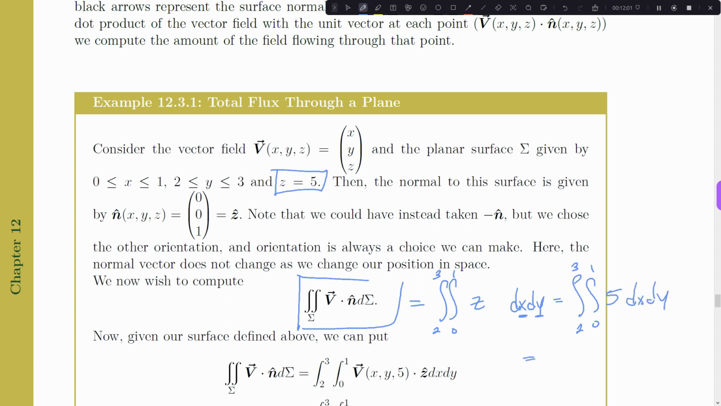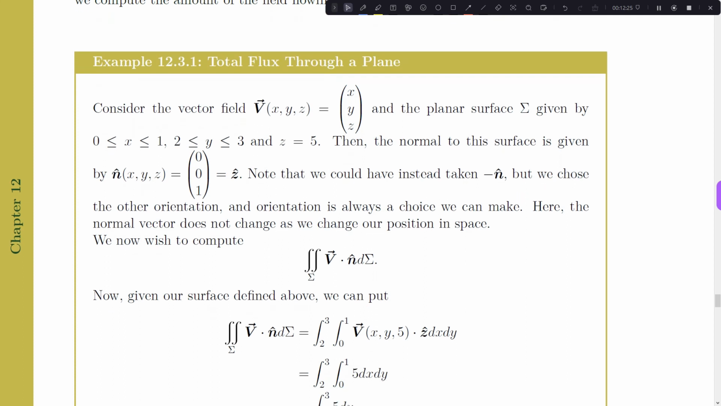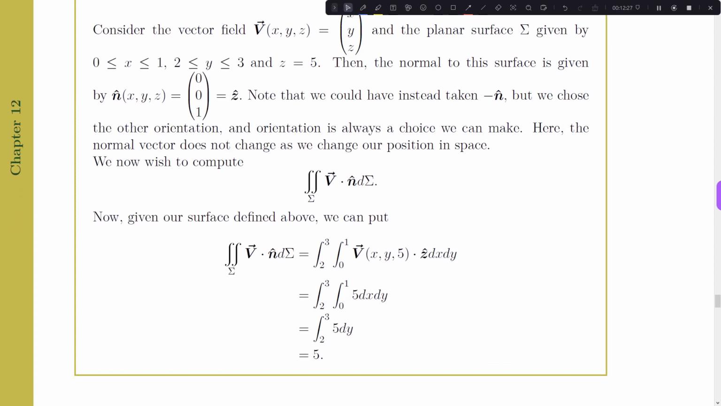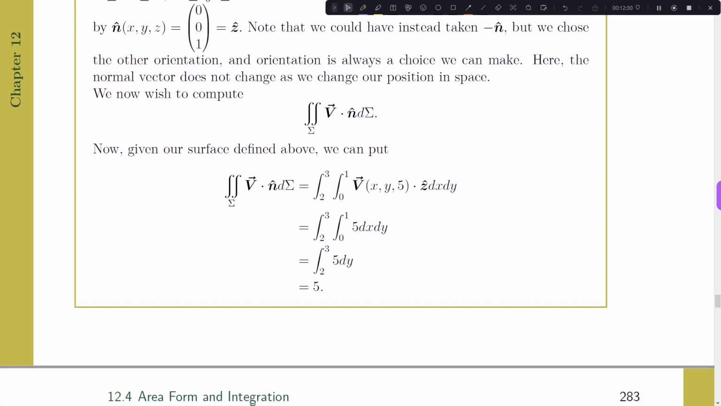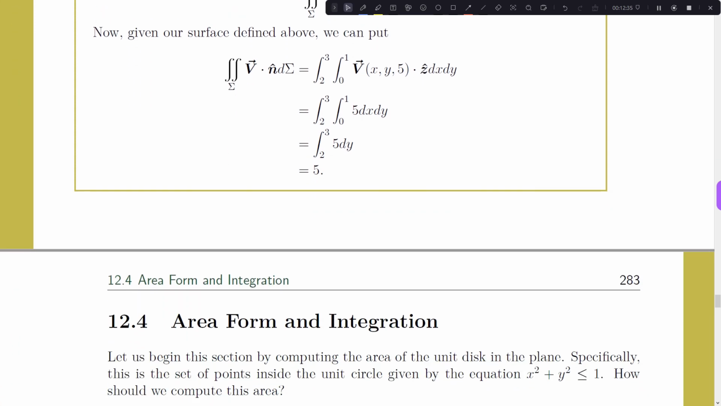And now I'm just going to compute. The inside integral, this is jumping back now to integrals of scalar fields, gives me just 5. Now the outside integral is going to give me 5 times 3 minus 2, which is still going to be 5. Okay, so the total flux here is 5, and that describes the total amount of vectors which are passing through the surface. Okay, we'll cover some more complicated ones in class, but now we're moving on to area forms and integration.